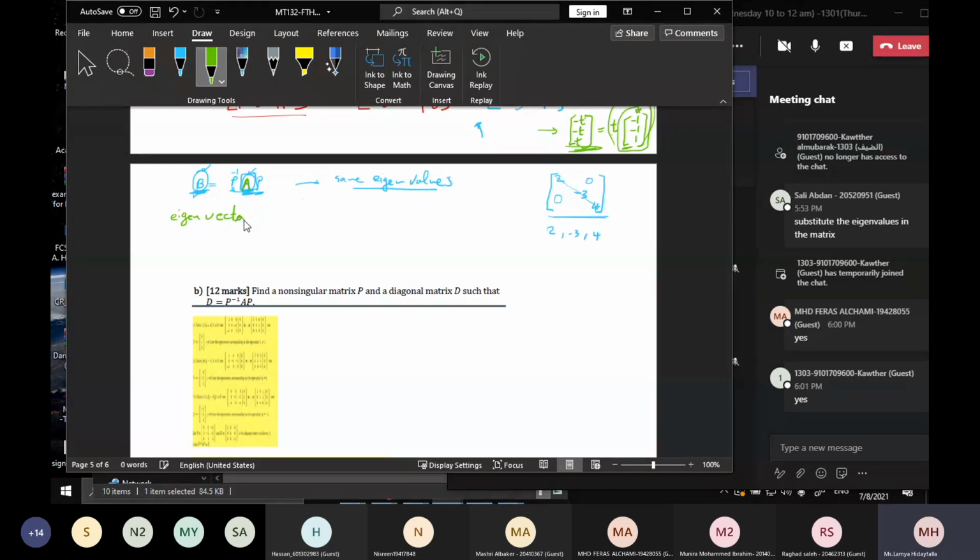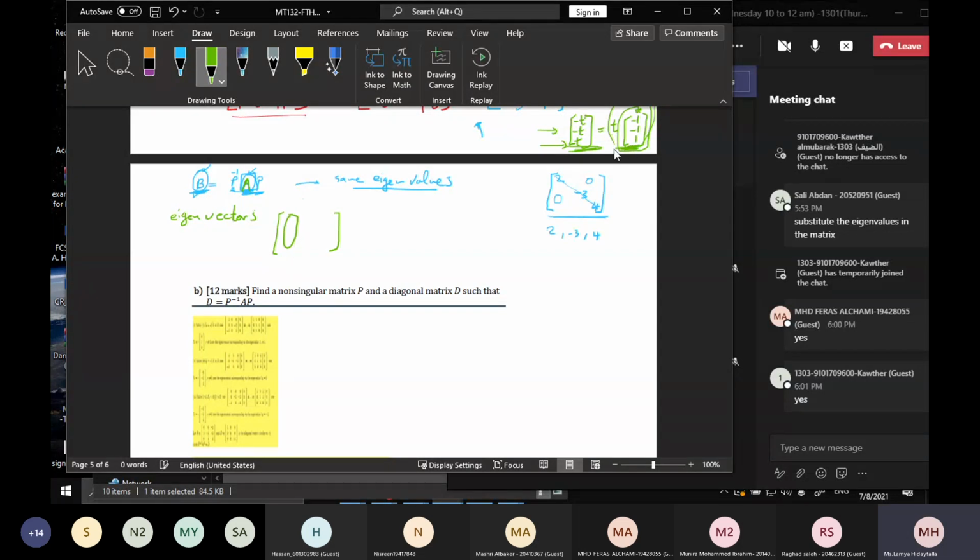Find what? Its eigenvectors. Like here, this one, the first one. And here we are going to have 3, correct? Eigenvectors. Put them in a matrix like this. So this is the first vector you get.